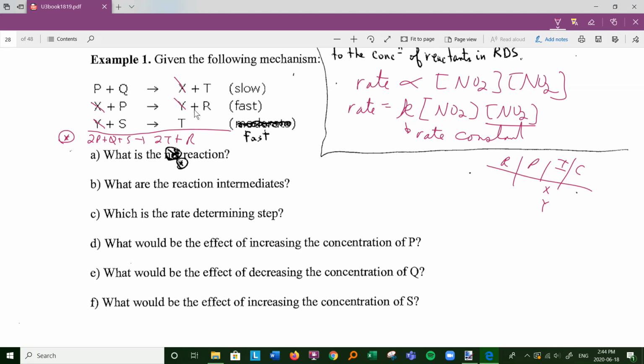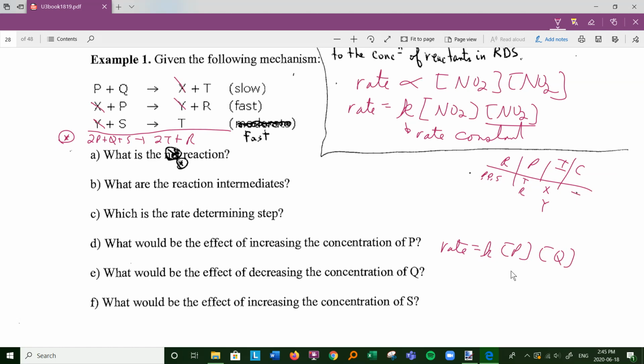So rather we break it down into this series of steps. Now you don't have to memorize a series of steps. You'd be given it, then have to analyze it. So my reactants are P, Q, and S. My products are T and R, and there are no catalysts in this example. So we got the reaction, we got the intermediates, X and Y. The rate determining step is the first one. So that would mean that the rate would be K times P times Q.